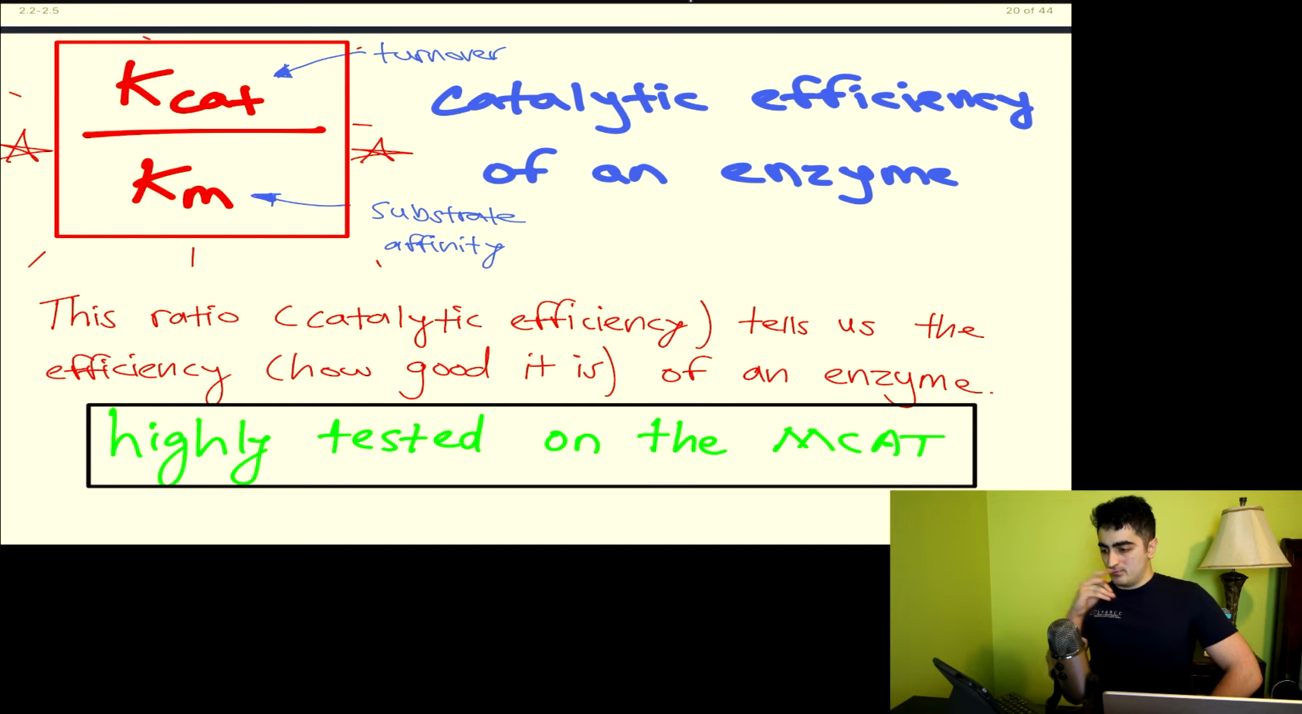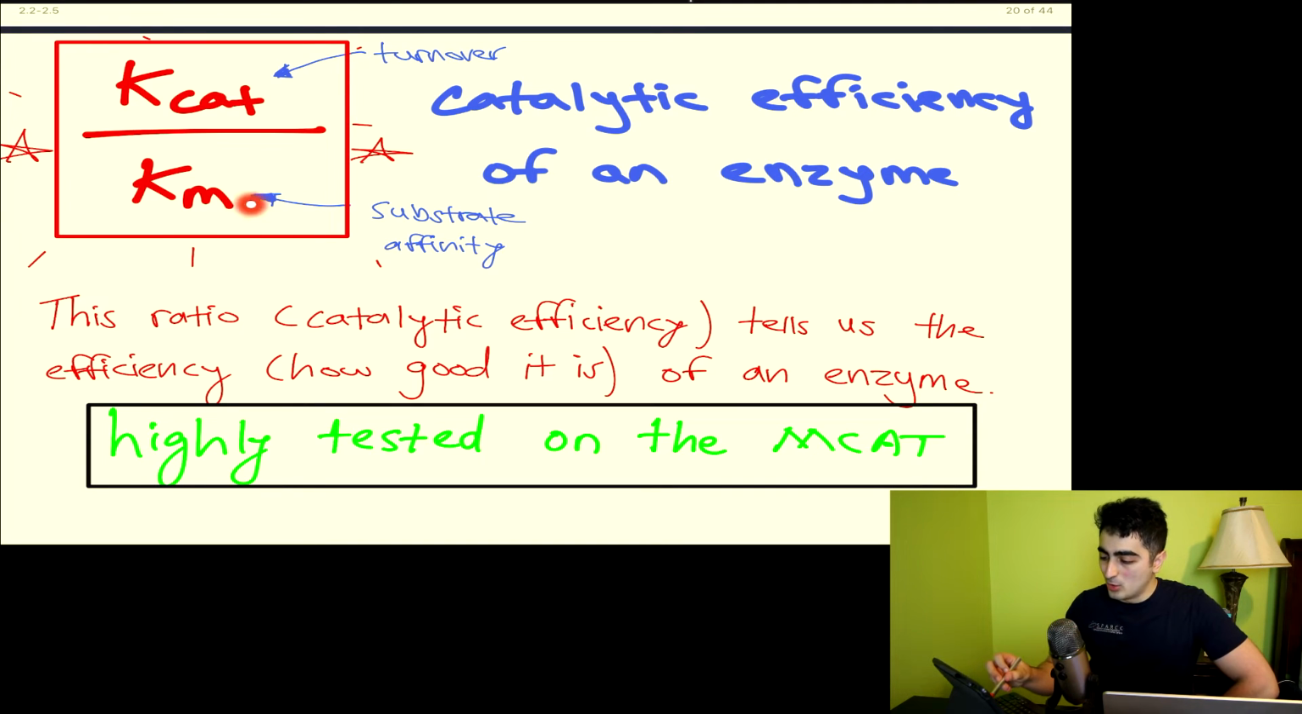Now, how can we remember this? What if I know what catalytic efficiency is, but I don't remember that it's kcat over Km? How do we commit this to memory? Well, let's think about it. An enzyme is really good at its job if it can have a high affinity for its substrate, if it can really love its substrate and bind to it, even if there's little amounts of substrate. That's a pretty good enzyme.